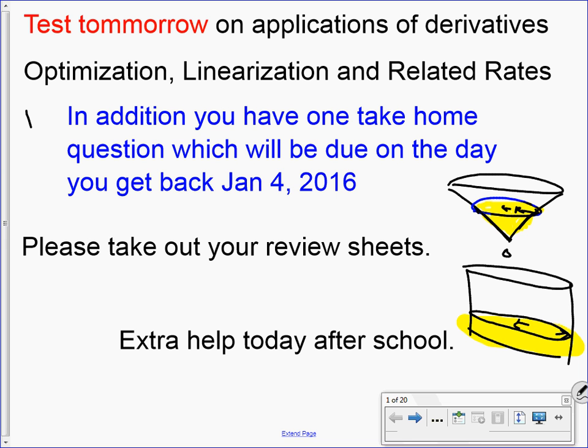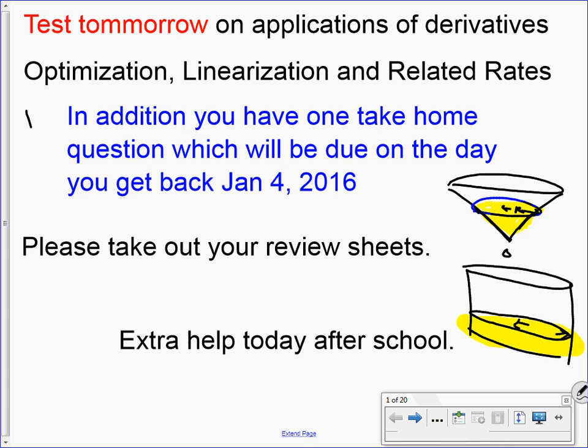I think it's like 8 or 9. I don't know exactly. There's a couple of each type. I think I have 2 linearizations, 1 differential, 2 or 3 optimization, and 2 or 3 related rates.